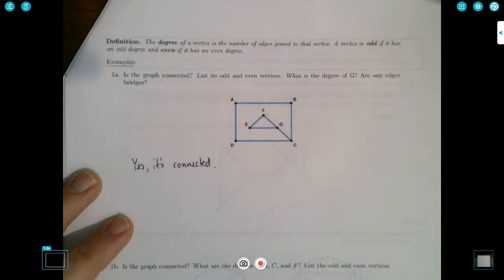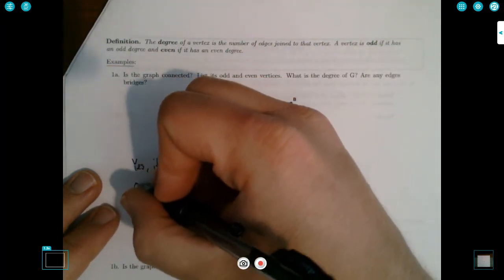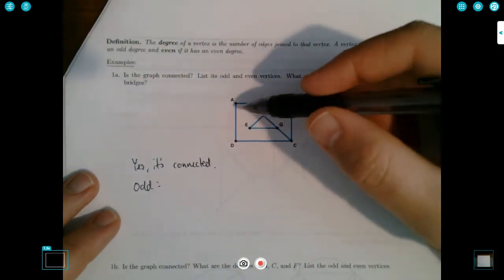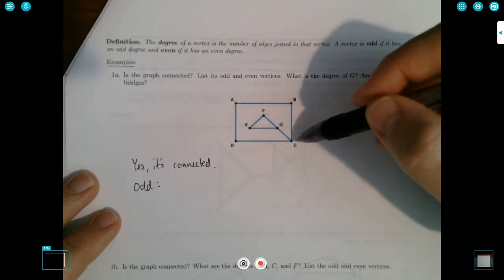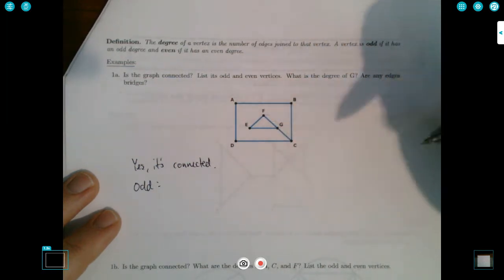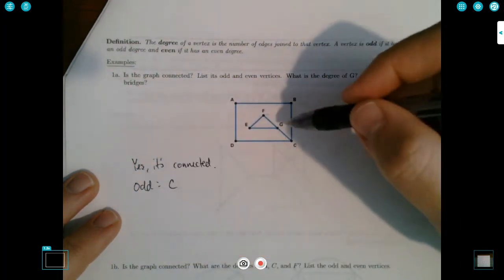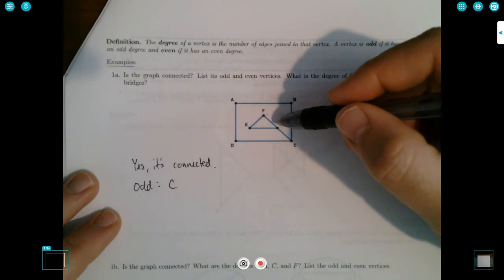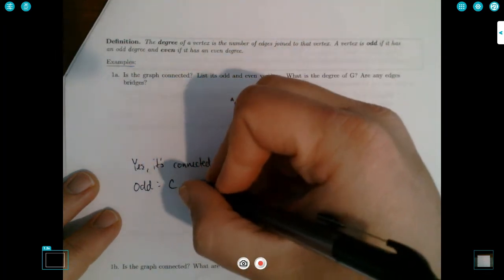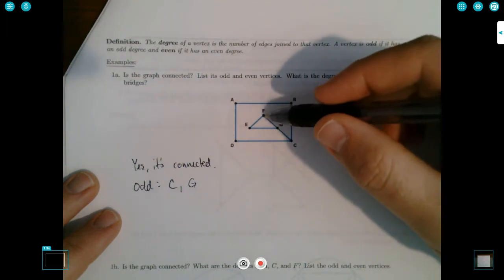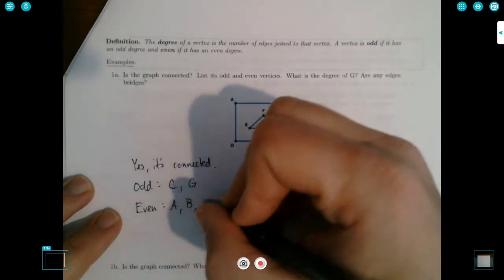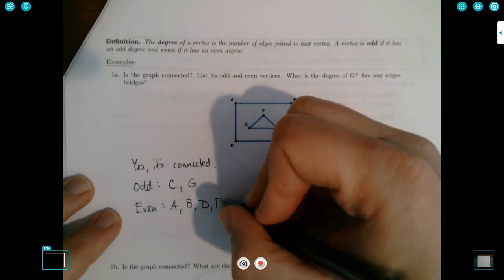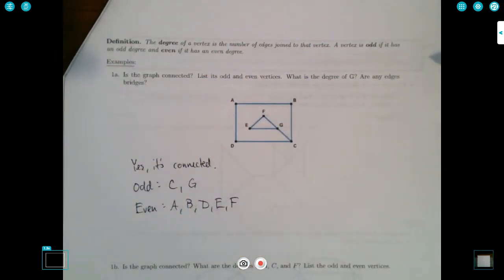We're told to list its odd and even vertices. So odd vertices, let's see. Well, A has two edges, 1, 2, coming out of it, so A is even, B is even. C has 1, 2, 3 edges, so C is an odd vertex. D is even. G has 1, 2, 3, so G is also odd. F only has 2, E only has 2, so those are even. So A, B, D, E, and F are all even vertices.